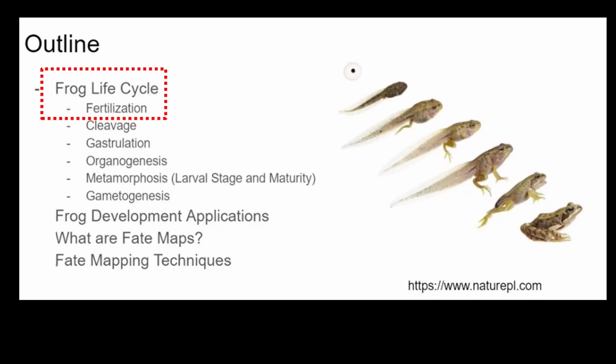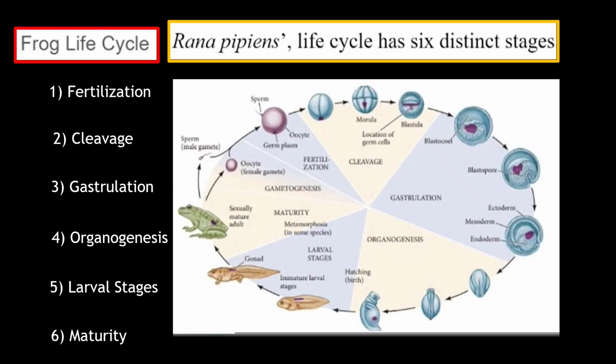Okay, now that you know what a fate map is, we're going to talk about the fate maps done in the frog. That was one of the most important systems and one of the first ones that we used. So we're going to talk about the frog life cycle, and we're going to start with the first stage, which is fertilization. The frog life cycle has 6 different stages. This frog has a scientific name, but it's also called the leopard frog. And as I said before, they have giant eggs, so they were used for research a lot, especially in the past. And these are the 6 stages that we are going to discuss.